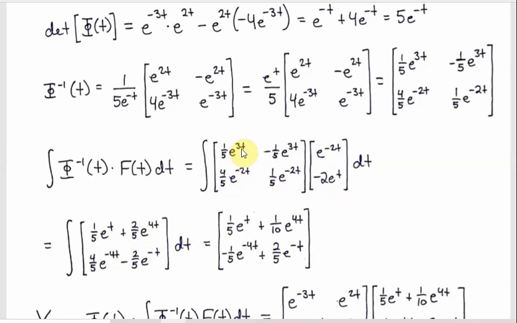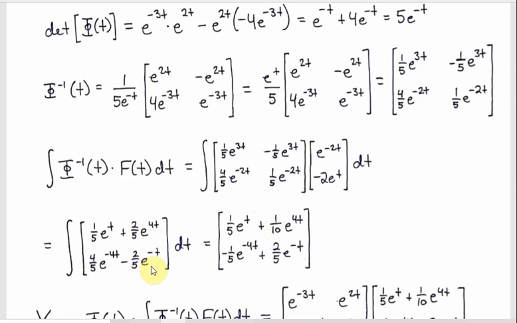So that top row, 1/5 e to the 3t times e to the negative 2t will give you that term. And then negative 1/5 e to the 3t times negative 2 e to the t would give you that term. And then you do the same thing for the other row. But then you end up here, and to integrate a matrix, you just have to integrate each entry. So integrating that first one, you integrate 1/5 e to the t, that's just 1/5 e to the t. And then the other part of that sum, if you integrate 2/5 e to the 4t, it's going to be that multiplied by 1/4. So you multiply 2/5 by 1/4, that's 2/20 or 1/10.